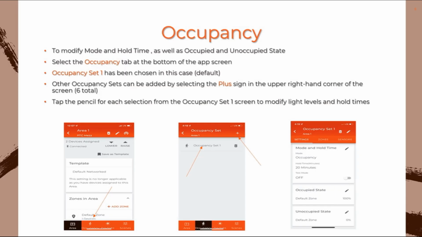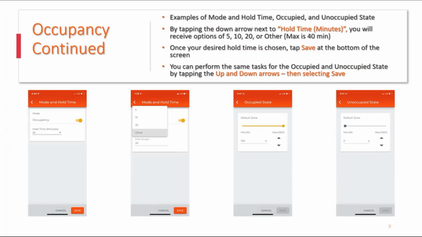From the Occupancy Set 1 screen, you'll notice the pencils next to mode and hold time, occupied, as well as unoccupied state. By tapping those pencils, you now see the examples of mode and hold time screens, as well as occupied and unoccupied state.